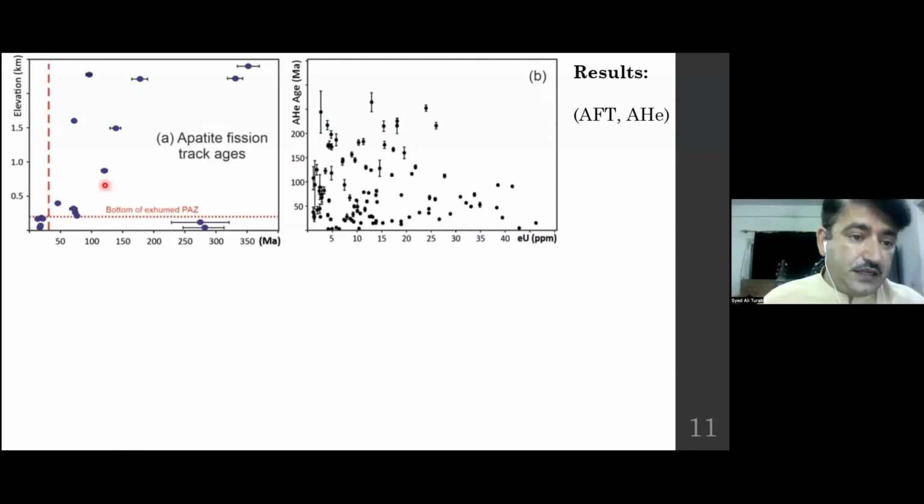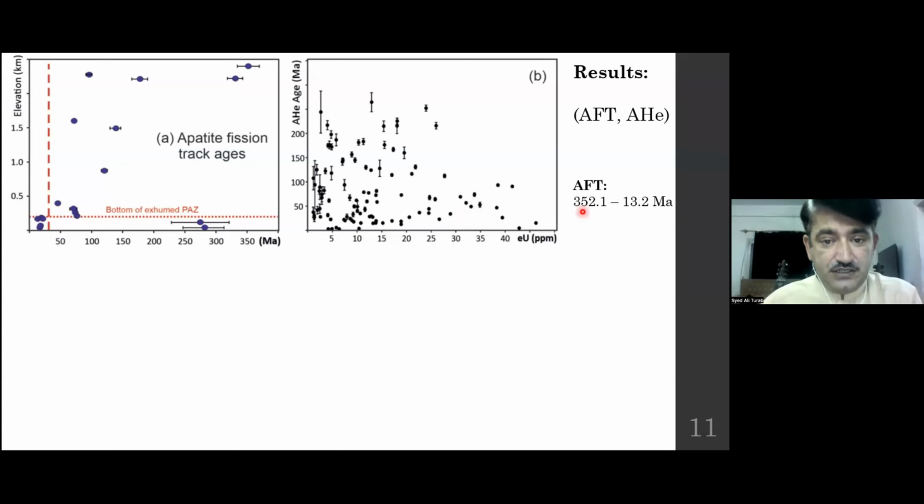Okay, apatite fission track ages plotted against elevation. They show good enough correlation. And here we interpret the bottom of the exhumed partial annealing zone to be lying at a current 200-meter elevation, with the exception of these two samples, which we interpret as belonging to the down-thrown blocks along the normal faults from the southern parts of our study area. And this faulting is also reported in the literature by Bohannon et al. Okay, and there was no correlation observed between the single grain apatite helium ages and the effective uranium content, as well as the grain diameter.